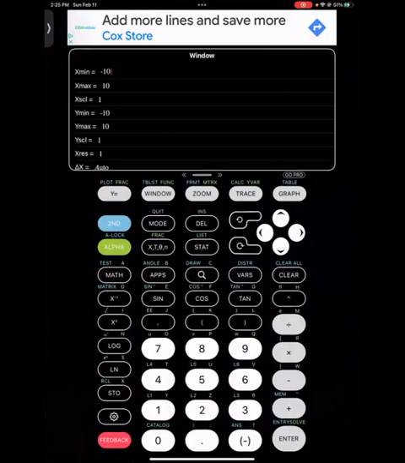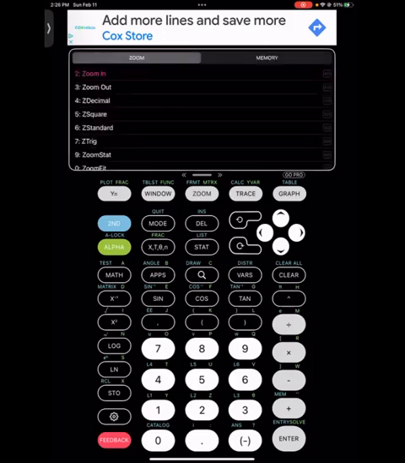Now, sometimes our functions are very particular, right? Let's say it's talking about time. Well, does it make sense to have negative time? Not really. So in a case like that, our minimum would generally be 0. Now, if you're really not sure where to look, you can always do this standard window, -10 to 10.